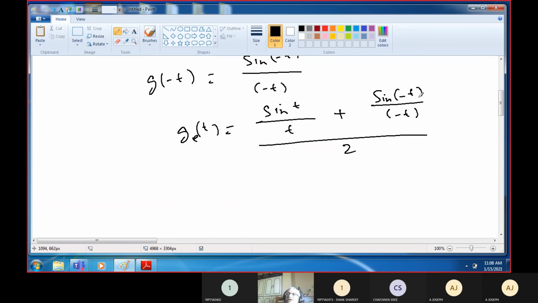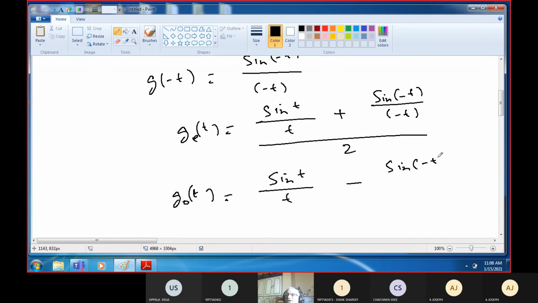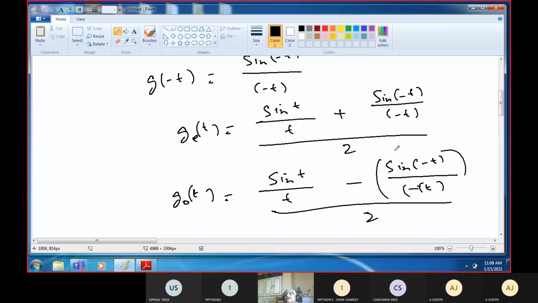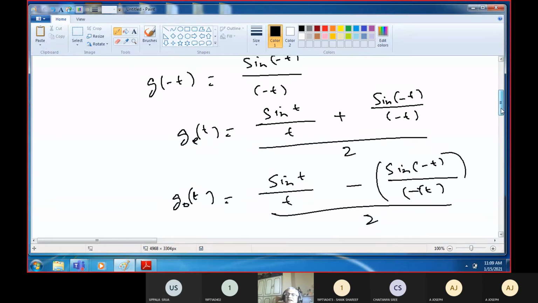Okay. Now I'm not telling you what is sin of minus t. I'm not telling you. So you should be able to tell me, and based on that, you should give me the answer. Then what is the odd function here? Odd function is sin of t divided by t minus sin of minus t divided by minus t, all divided by 2. So you should get the final answer.